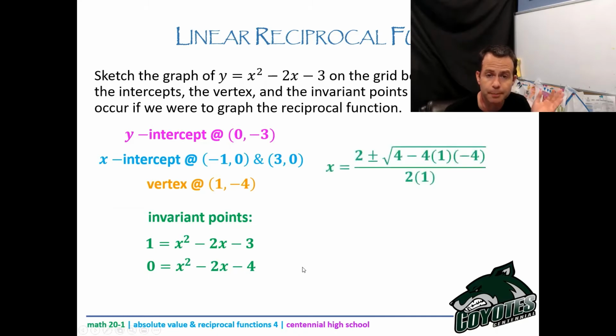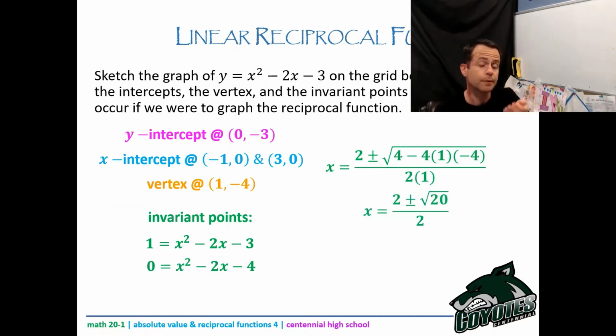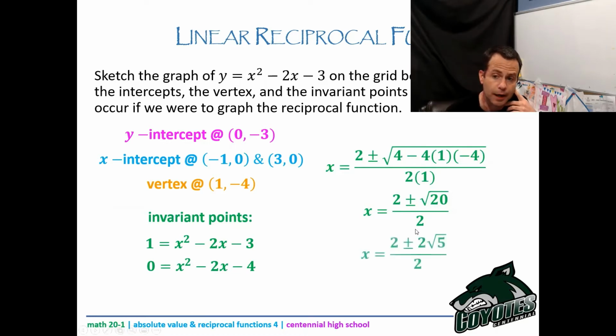Okay, so here I am plugging all that into the quadratic formula. Underneath the square root sign, I've got 4 plus 16, so that'll be 20. 2 times 1 is 2. I can simplify the root 20. Root 20 is root 4 times 5. The 4 can come out, so that'd be 2 root 5. And then everything can be divided by 2. So I have x equals 1 plus or minus root 5.